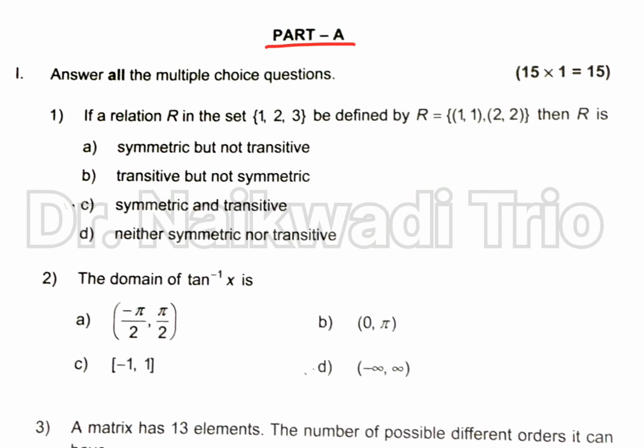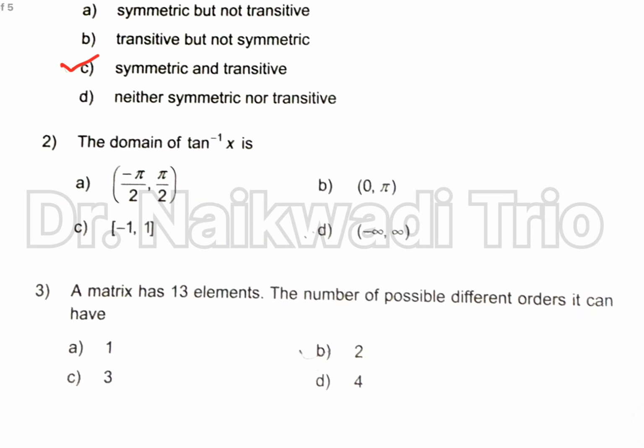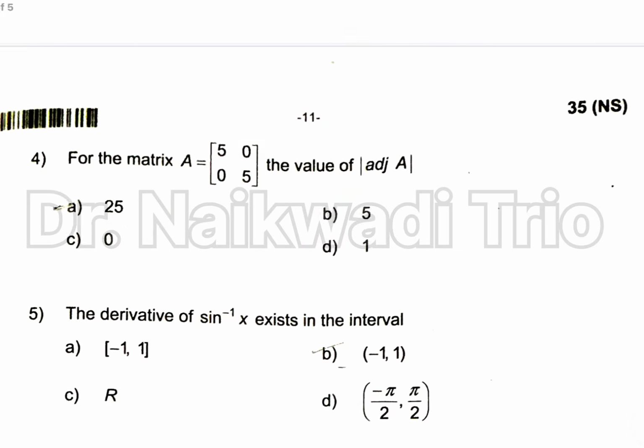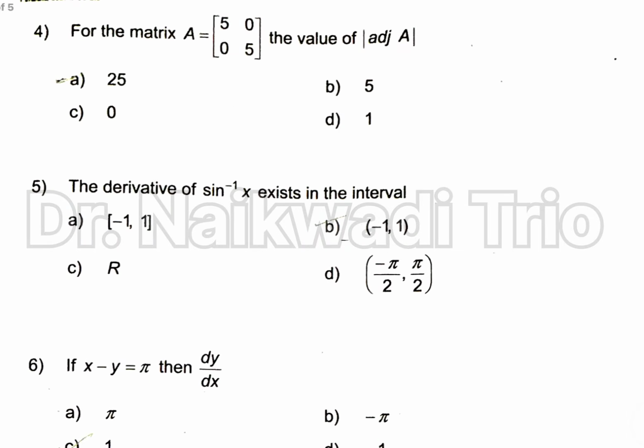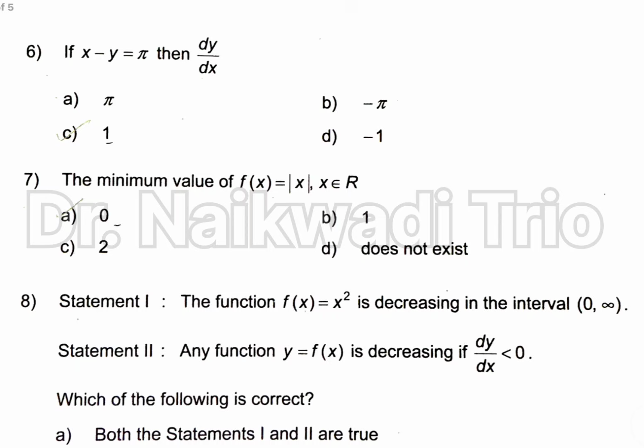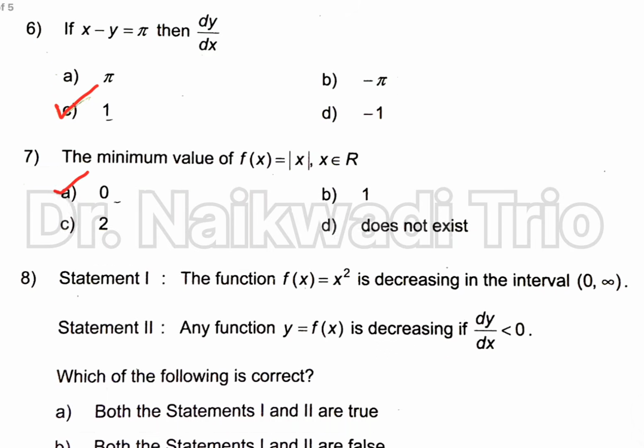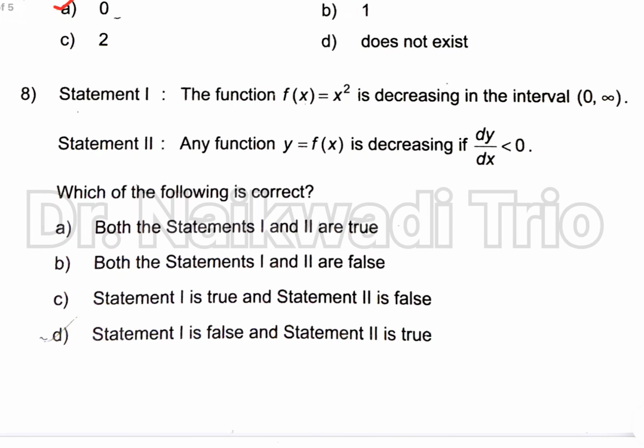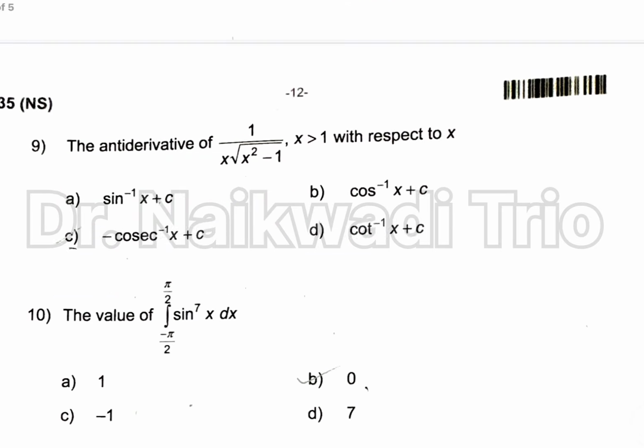Starting with Part A, the answer for the first question is C. The answer for the second question is D. Next, the answer for the third question is B. The fourth question is A. The fifth question is B. The sixth question is C. The seventh question is A. Next, the eighth question is D.